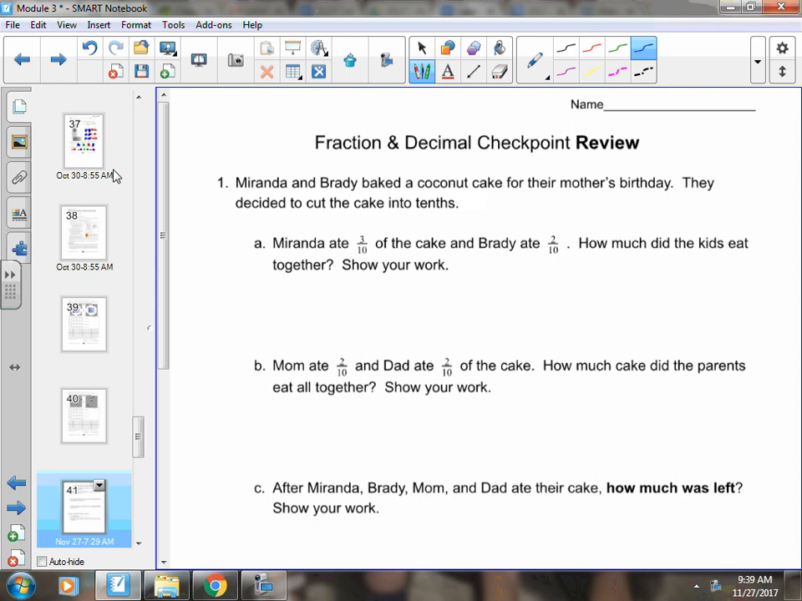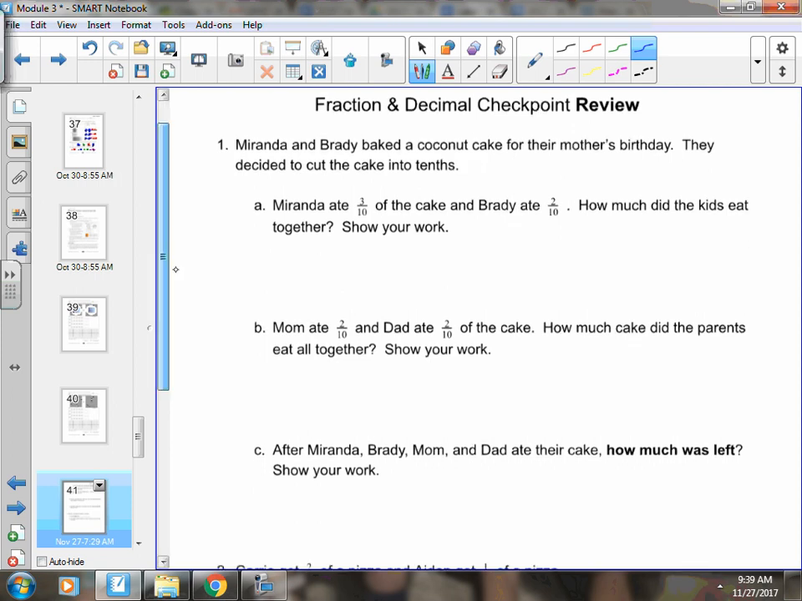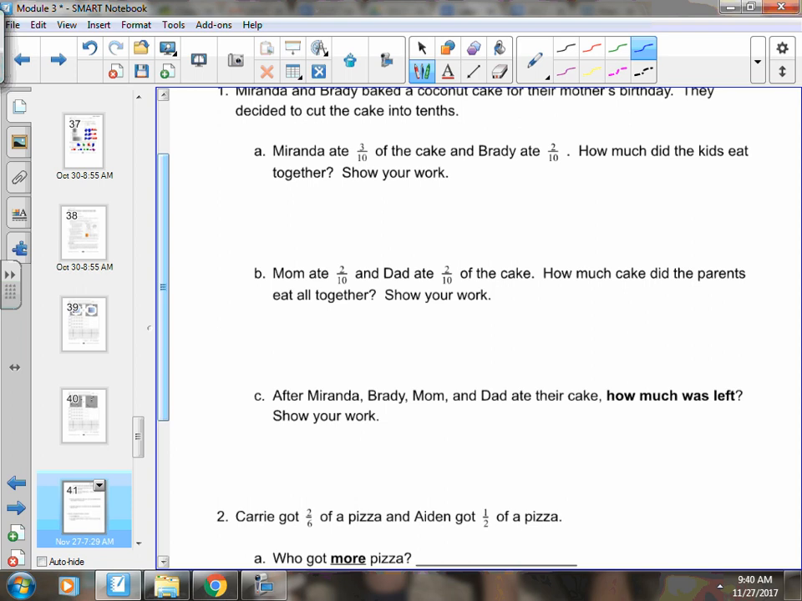Number 1, Miranda and Brady baked a coconut cake for their mother's birthday. They decided to cut the cake into tenths. Miranda ate 3/10. Brady ate 2/10. How much did the kids eat together?